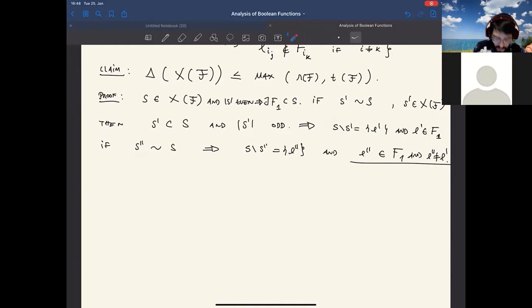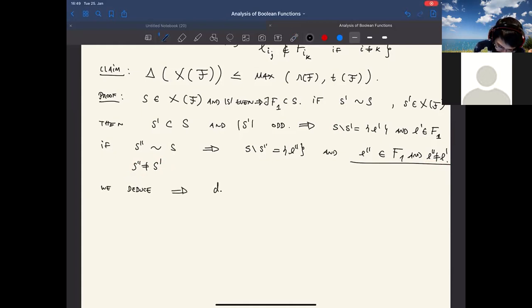And then if S2 prime is another set, and S2 prime is different than S prime, then again, this guy has to belong to F1, and it has to be different. Otherwise, it wouldn't be different from S prime. Okay. And so you conclude, to deduce that for every neighbor, you have a unique element from F1.